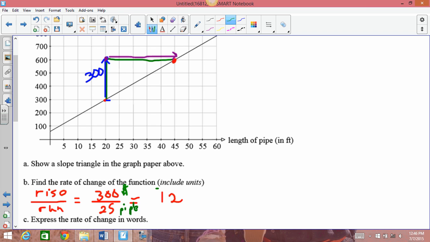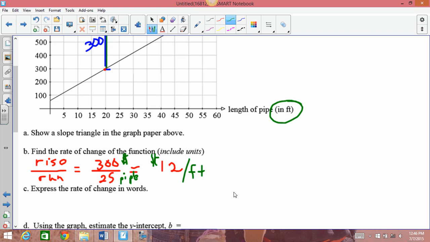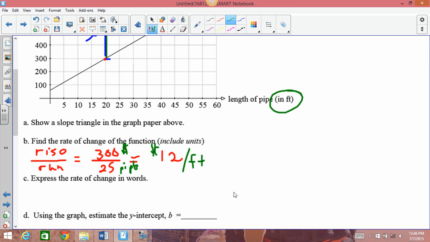So this is $12 per foot, because you can see that your pipe length is measured in feet. So $12 per foot is my rate of change, or my slope, another way to think about that. Express this rate of change in words.